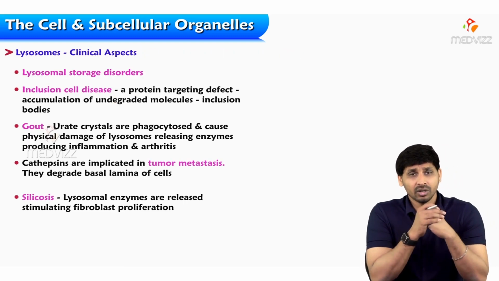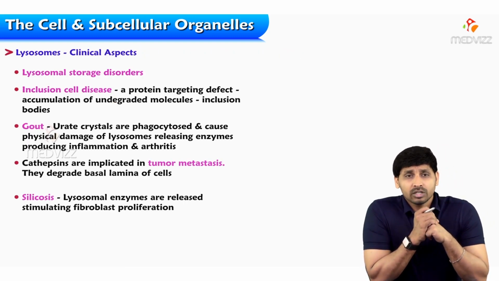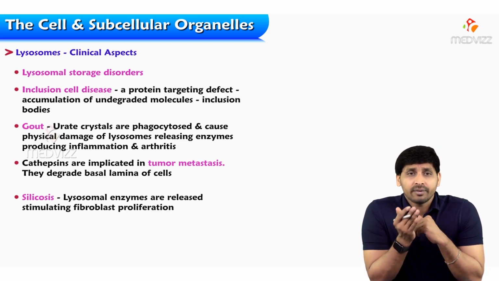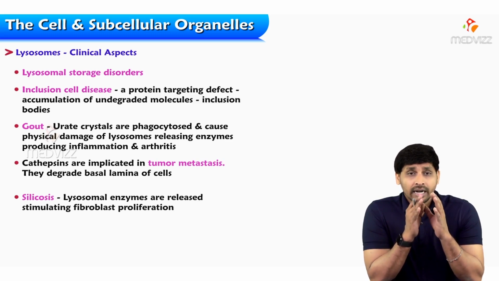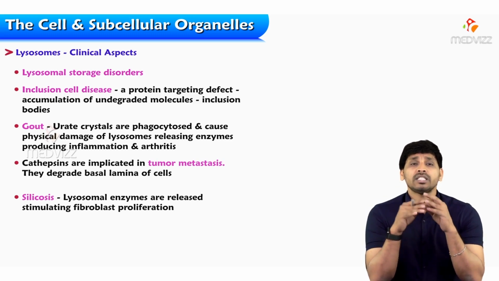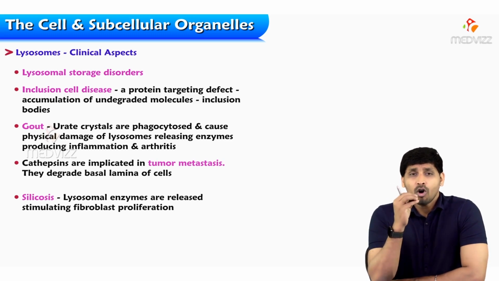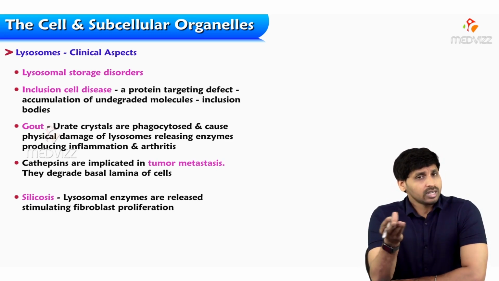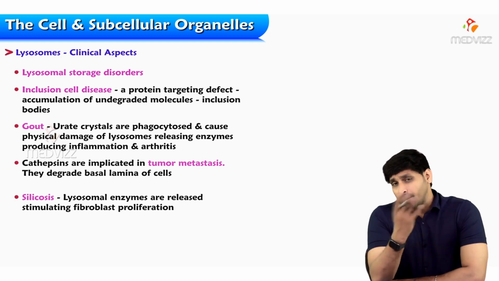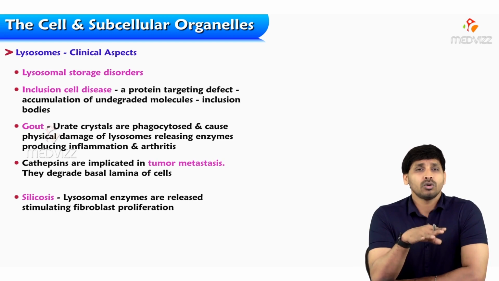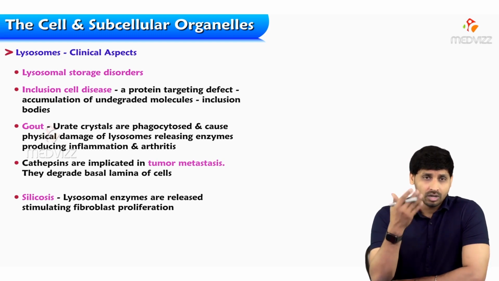Now the clinical aspect. There are lysosomal storage disorders, like inclusion cell disease, a protein targeting defect causing accumulation of undegraded molecules. If a particular enzyme is absent, the particular substance cannot be degraded. Suppose glucosidase is absent, so carbohydrate cannot be degraded. It will start accumulating in the lysosome. So it causes lysosomal storage, right?